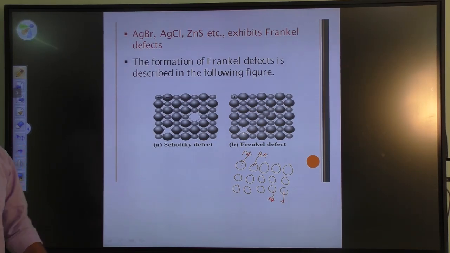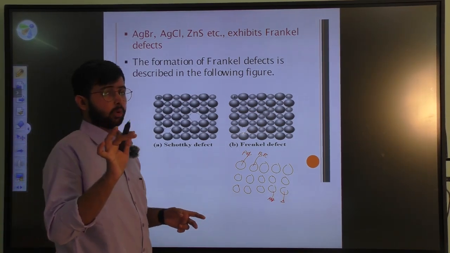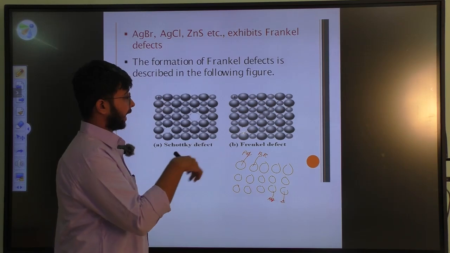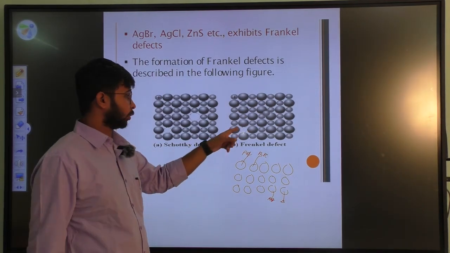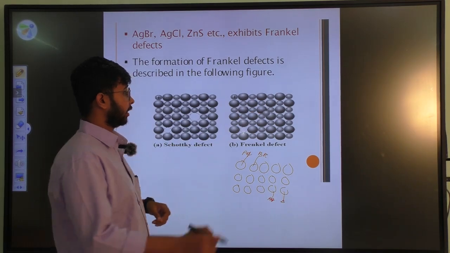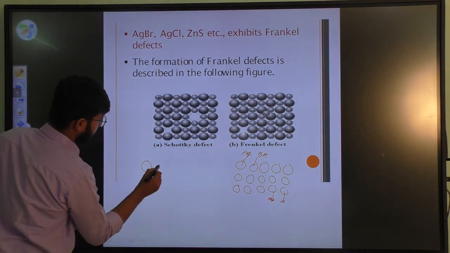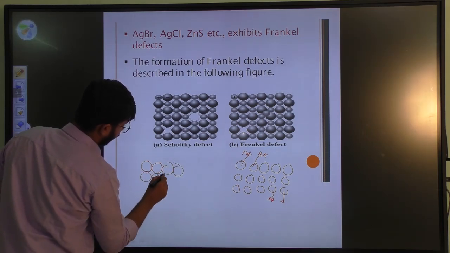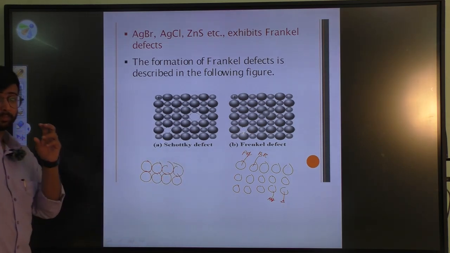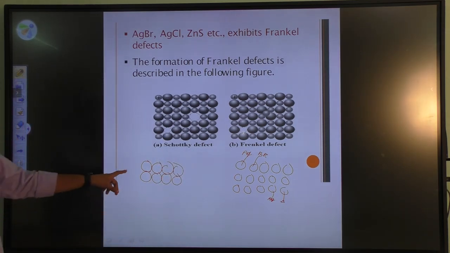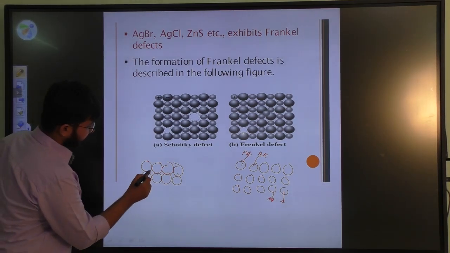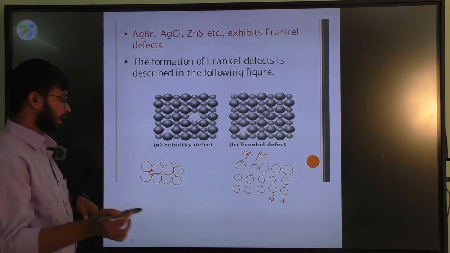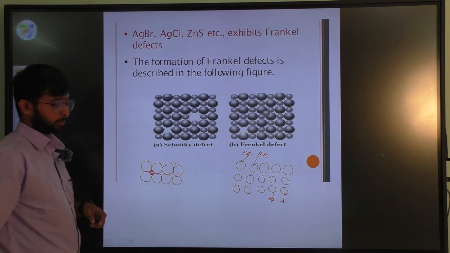In Frenkel defect, what occurs? As we know, the cations are less in size and anions are greater in size. That's why one cation goes to the interstitial position of another cation. Let's see, these are the anions there. These are voids. Void means vacancies. Due to the large size of the anion, large vacancies, the voids, are created. That's why the cation goes to this interstitial position.